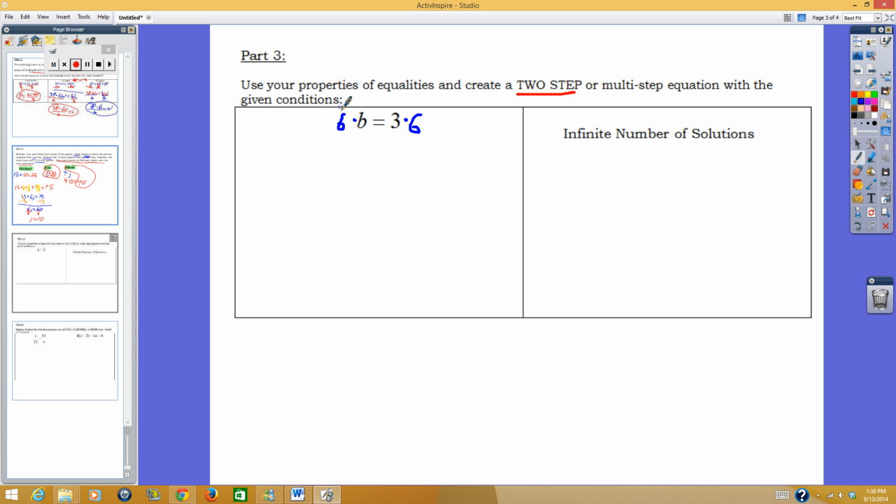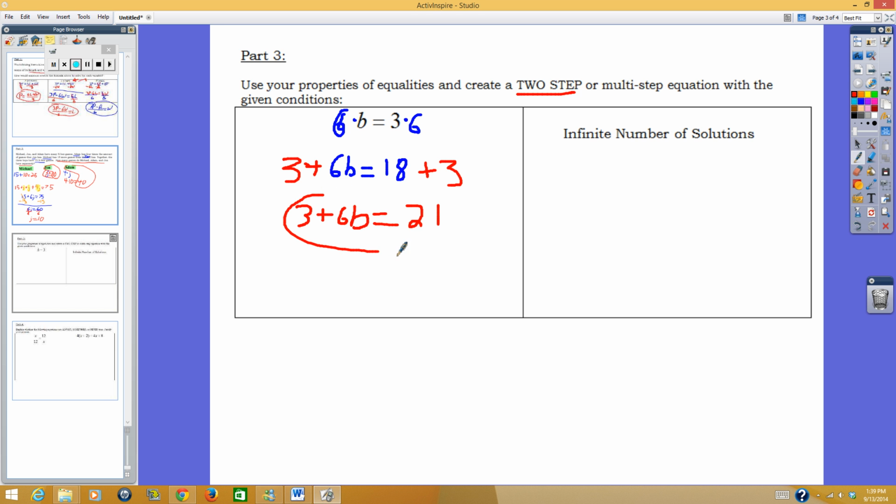6 times b, even though that looks like a b. 6 times b will give you 6b equals 3 times 6 will give you 18. Alright, now this is just a one-step equation because I've done one thing to it. So let me do something else. Let me add 3 to both sides. I can't combine this 3 and the 6b because they're not the same thing. They're not like terms. So you just rewrite this side, and then you can simplify this side. 18 plus 3 is 21. So that's it. This is a two-step equation that would work for b equals 3.